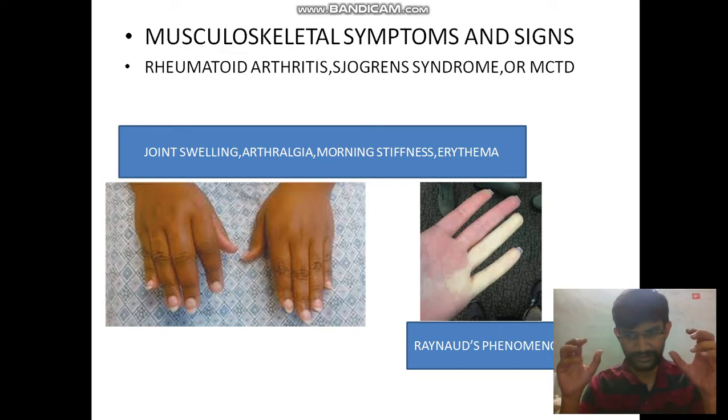And one more thing, classical of scleroderma and SLE is Raynaud's phenomenon, where there will be alternate whitish blanching of the skin, followed by bluish and reddish skin changes. Seen mainly in Raynaud's phenomenon. When you see all these things, they provide a clue so that you can investigate further based on this.